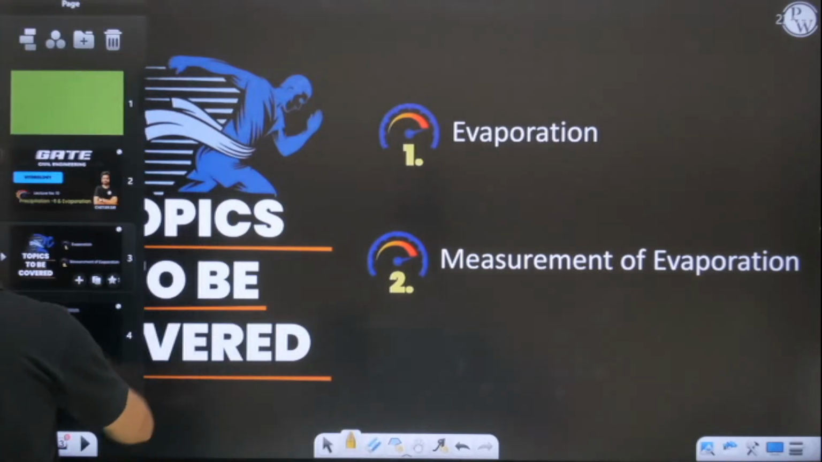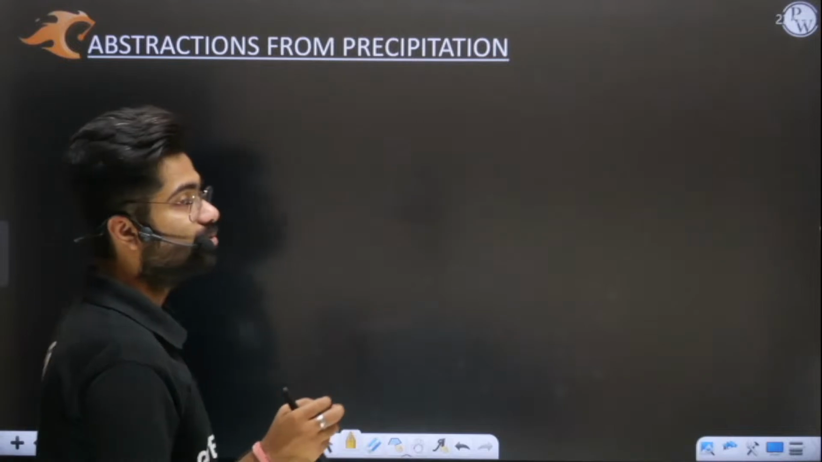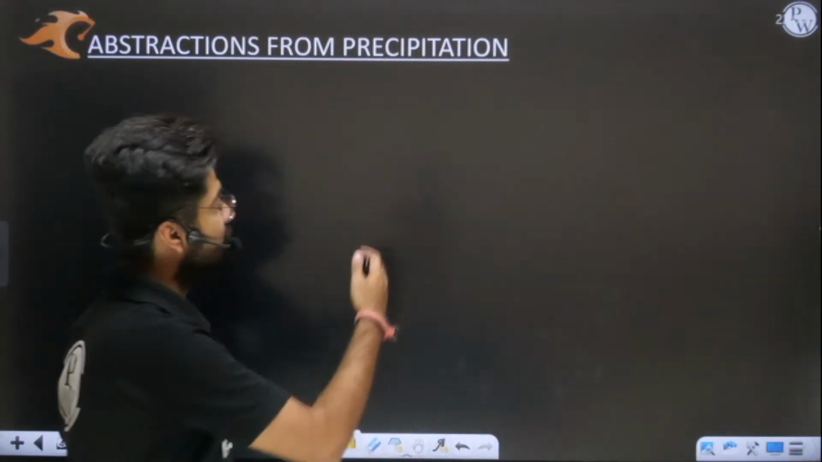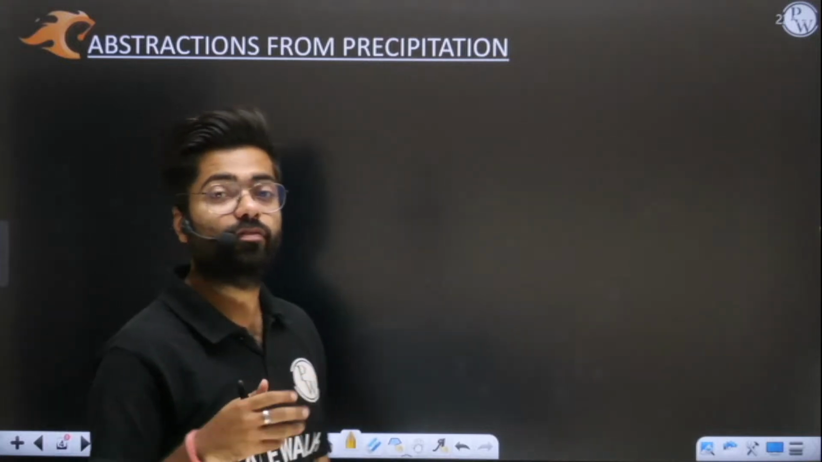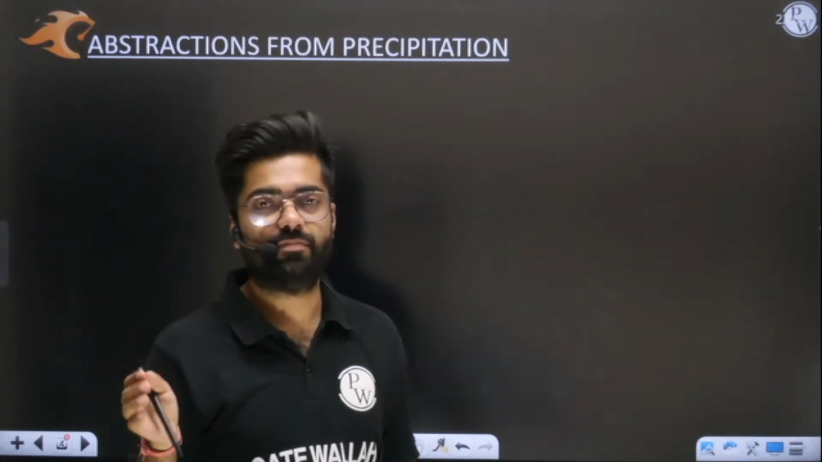But before starting, let me tell you, how many losses are there? Kindly comment in the comment box. How many types of losses are there? First, we will discuss and classify all the different kinds of losses or abstractions which take place from precipitation. After that, we will discuss them one by one.